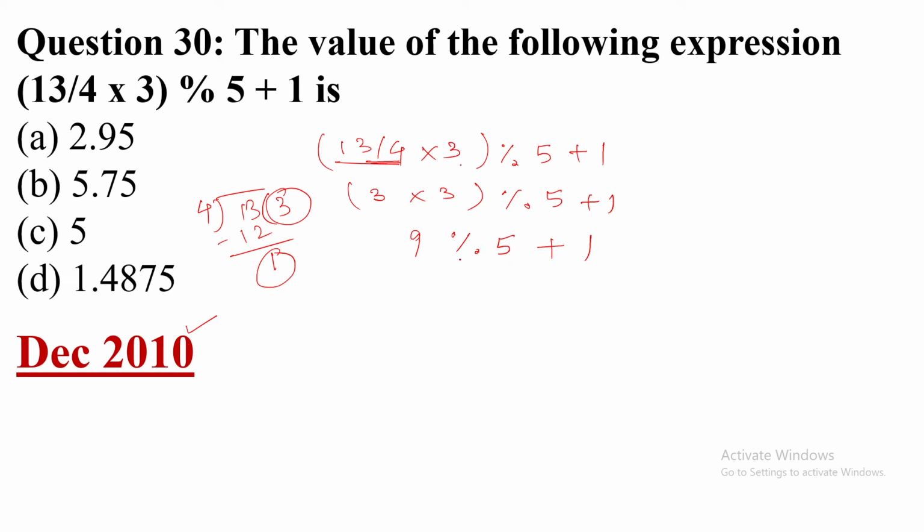So first mod and plus. So first we will do mod. 9 mod 5, that means we need the remainder. Divide 9 by 5. 5 ones are 5. 9 minus 5 is 4. Remainder is 4. So we will take here 4. 4 plus 1 equal to 5. So the correct answer is option number C.